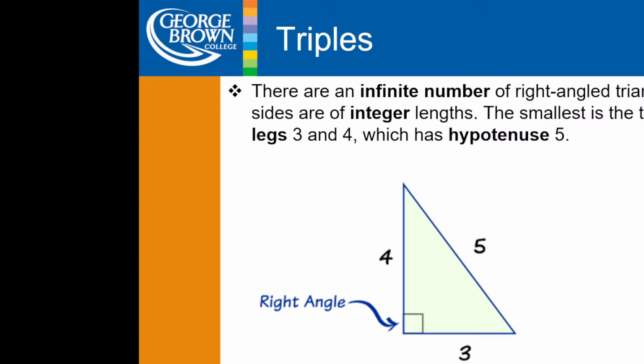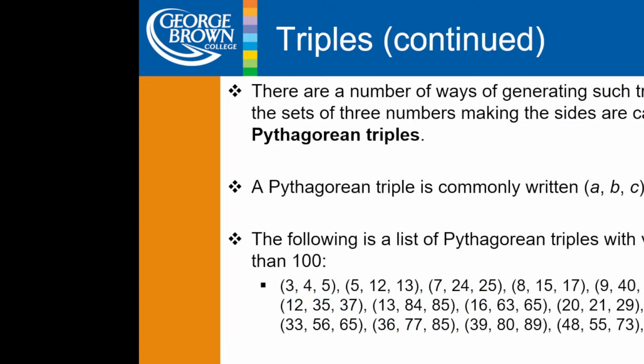If I have 3 and 4 here, I know that this length is going to be 5. We call this a 3, 4, 5 triangle. It's a magic triangle, and they exist naturally in the world, all right? There's a lot of these triples. Here are some of the other ones. Pythagorean triples, or magic triangles, what we call them: 3, 4, 5, 5, 12, 13, and a bunch of other ones, okay?